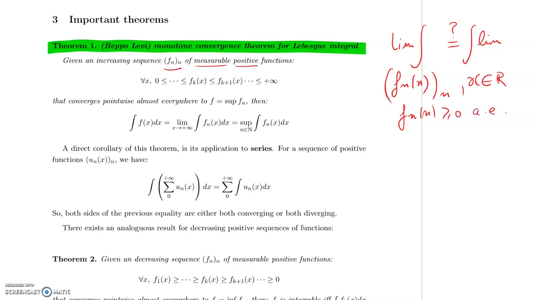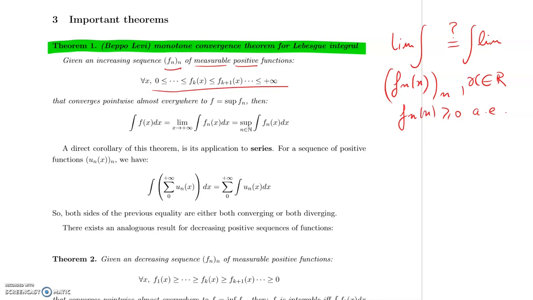As you know, now we can use the almost everywhere abbreviation to say it's everywhere except maybe on a set of null measure, which is not going to be of any importance in terms of integration. So we have this sequence of functions, measurable, positive, increasing in n, that is, for a fixed value of x, f_n of x is smaller than f_{n+1} of x.